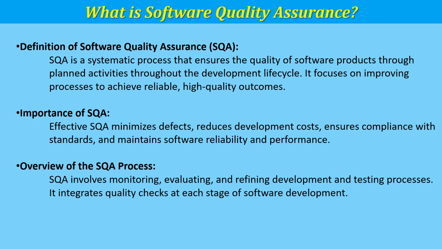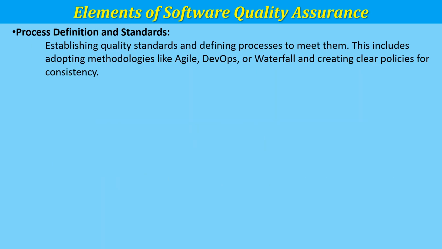The SQA process provides a roadmap for consistent quality assurance. It ensures that potential risks are identified early, making the final product robust and dependable. Elements of software quality assurance. First is process definition and standards. Standards serve as a benchmark for quality, while well-defined processes ensure consistency and alignment with goals. They create a foundation of effective quality assurance.